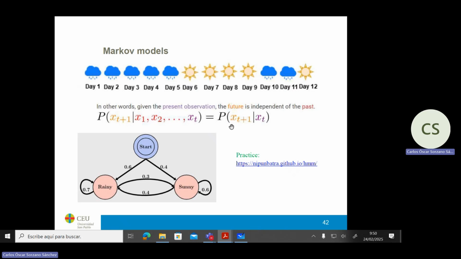Markov sequences have the property that all the information of the sequence is condensed into the last symbol. So only the last state has an influence on the next one. And if this is true for your sequence, then your sequence or your process is Markovian.